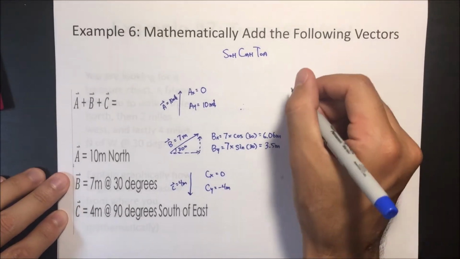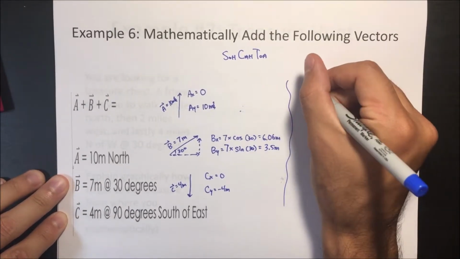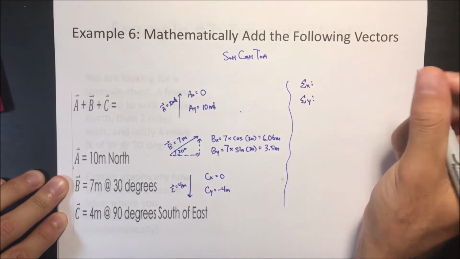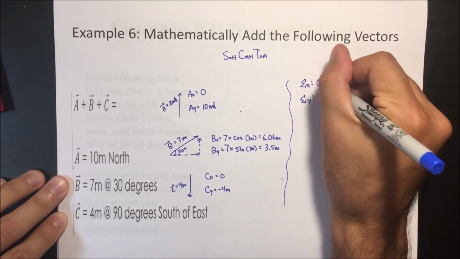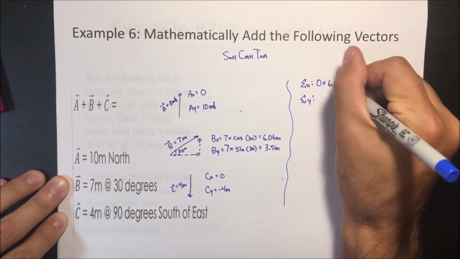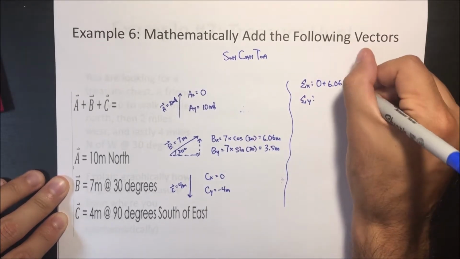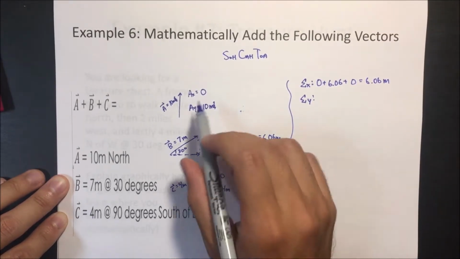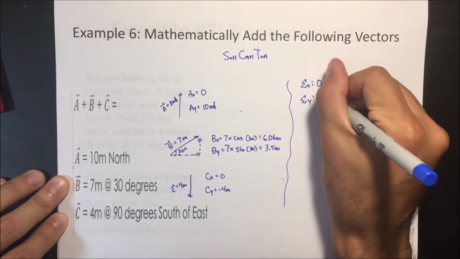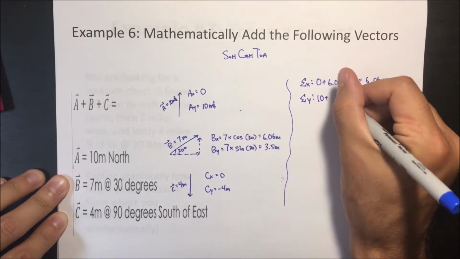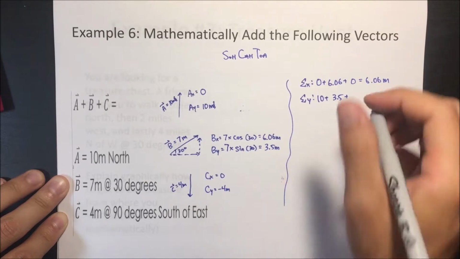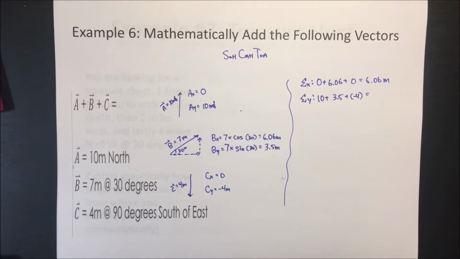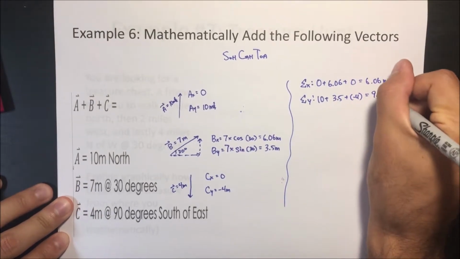Okay. After we do that, now we want to find what everything is in total in the x direction and in the y direction. From this one we have 0 in the x direction. From this one we have 6.06, and from this one we also have 0. So we have a total of 6.06 meters. And now let's look at the y direction. This one has 10 meters, this one has 3.5, and this one has negative 4. So we add this up, and what we get is 9.5 meters.